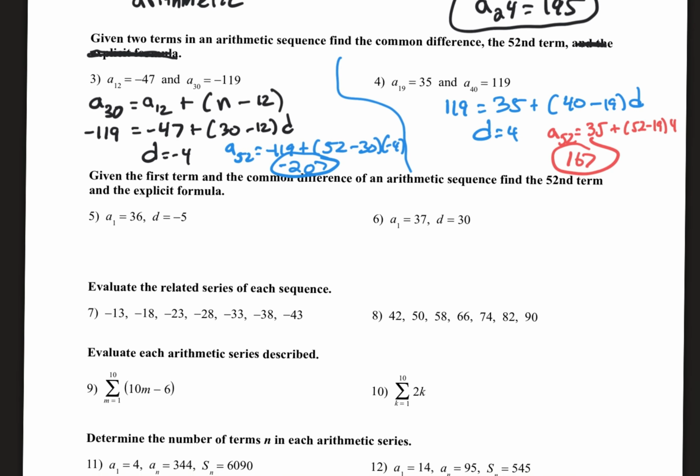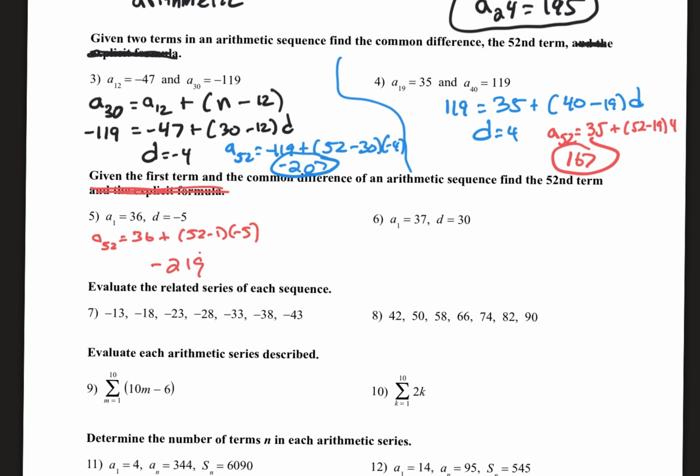Number 5, given the first term and the common difference, find the 52nd term. We're not writing that, so don't worry about the explicit formula. So A of 52 is equal to 36 plus 52 minus 1 times negative 5. Oops, syntax error because I got too many things in there. Negative 219. And that is the answer.